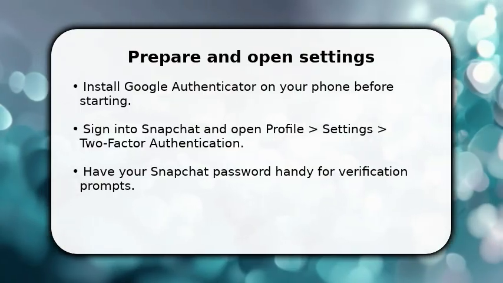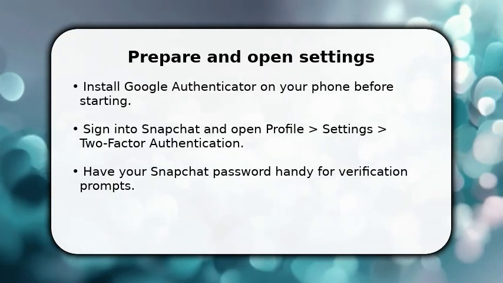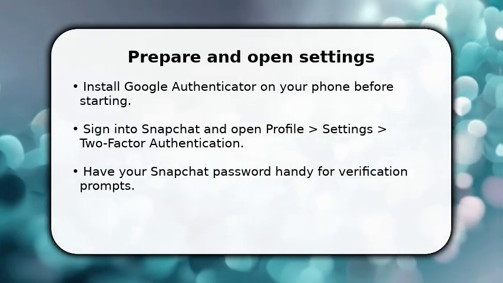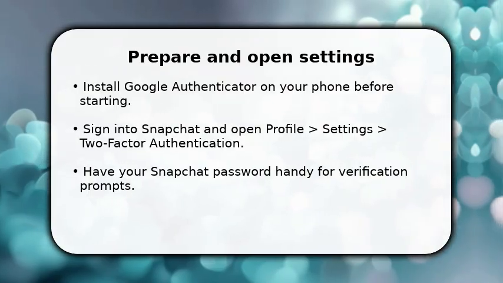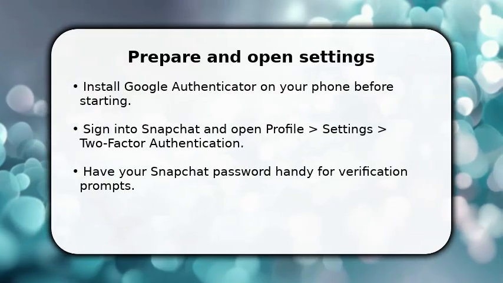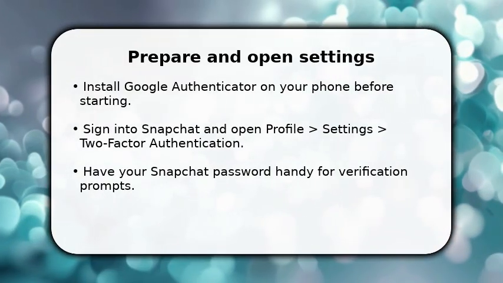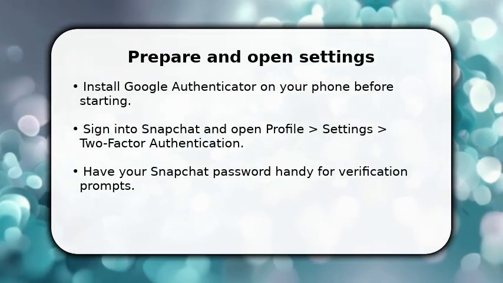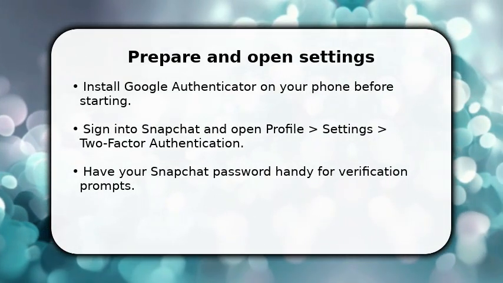You'll start by enabling two-factor on Snapchat and having the Google Authenticator app ready. First, sign into Snapchat and go to your profile, then Settings. Once in Settings, tap two-factor authentication and choose the option to set up an Authenticator app. Snapchat will ask for your password to confirm it's you.